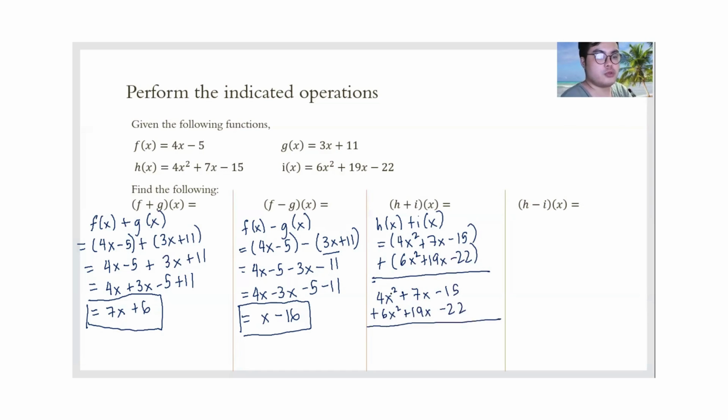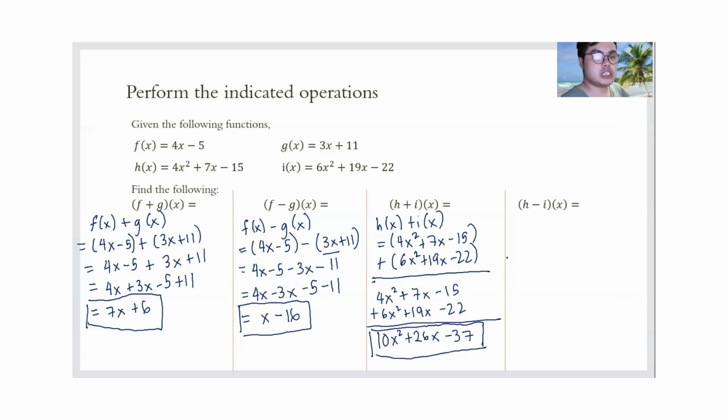So all we have to do is combine. 4x squared plus 6x squared is 10x squared. Then 19 plus 7 is 26. Since both are x, I'll bring down x. Then negative 15 plus negative 22 will be negative 37. So the final answer is 10x squared plus 26x minus 37.